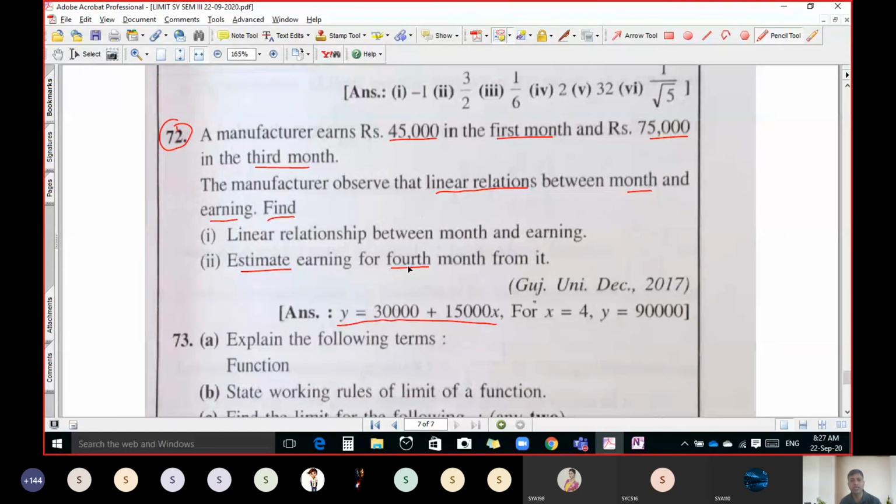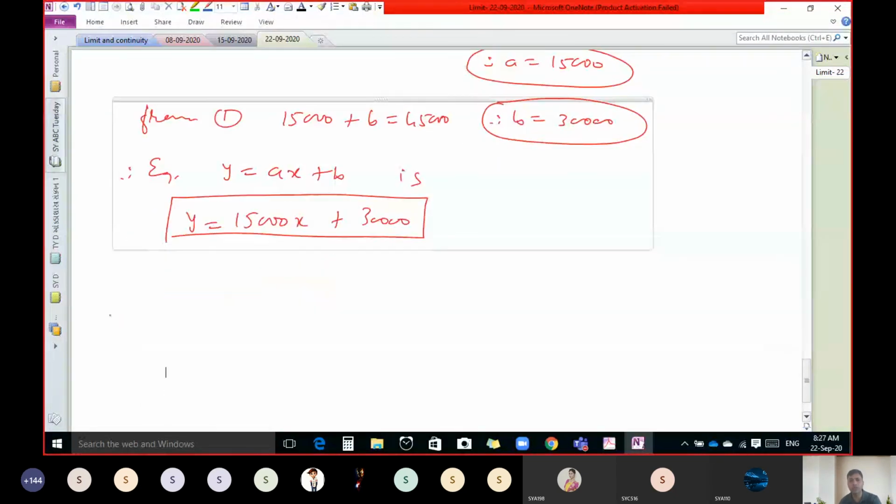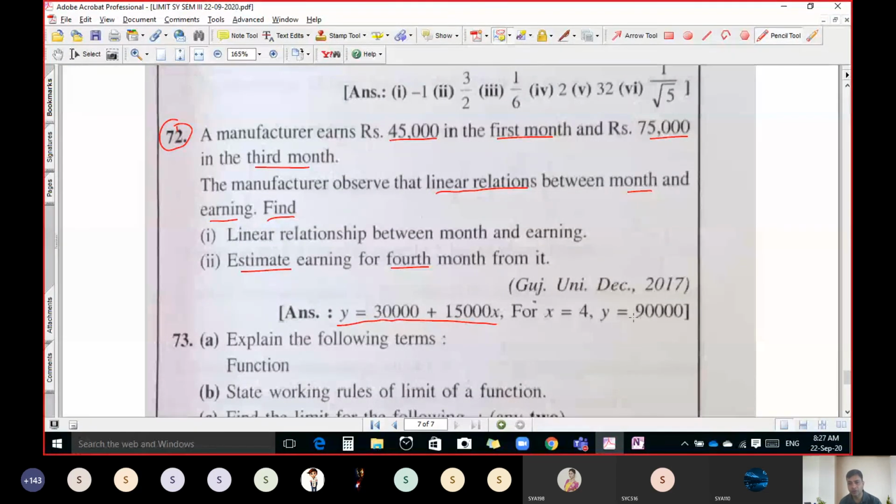Now estimate earning for the 4th month. What to do? If you want to find out earning for the next month, then what do we have to do? x is equal to 4. Yes, if x equal to 4, then y equal to 15,000 into 4 plus 30,000. That is 60,000 plus 30,000, that means 90,000. That is your earning in the next month. That is our final answer. So y equal to 90,000.